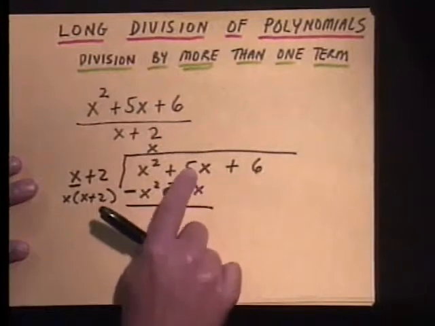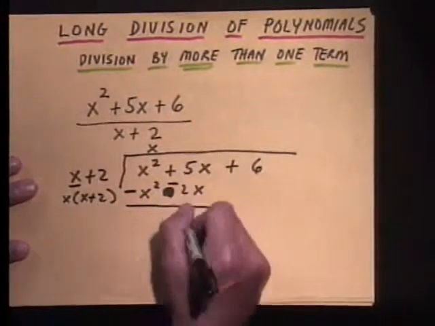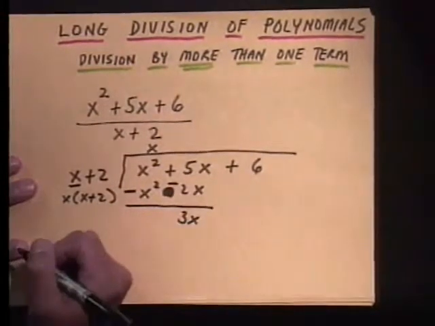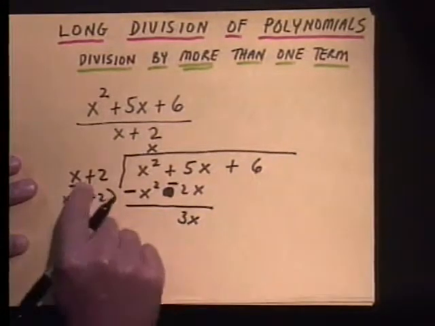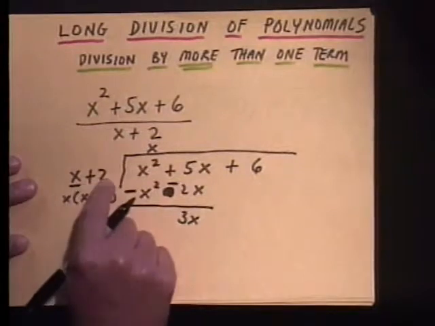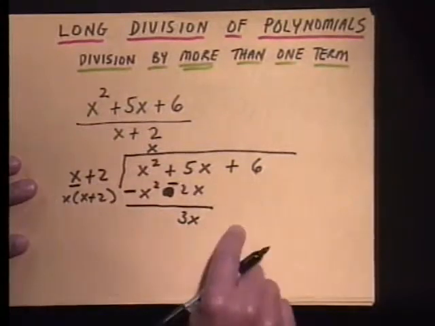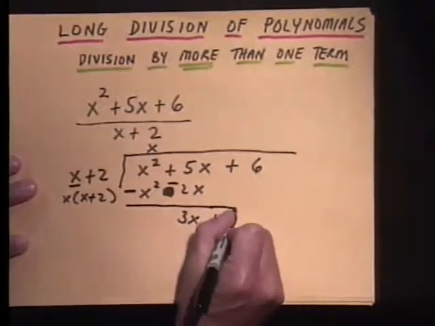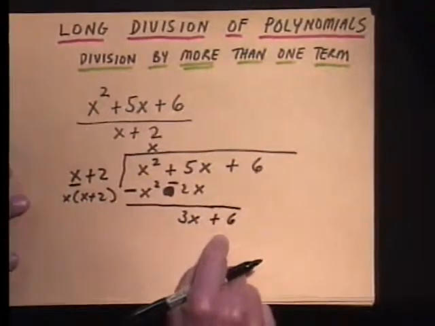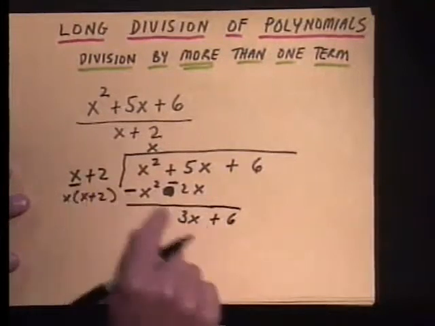Now, how many x's? That's a positive 5 subtract 2, positive 3x. Now, what you need to do next is bring down this plus 6 on the end, see, because we're dividing by two things out here, so we need to have two things down here to go into it. So I'm going to bring that plus 6 down, and some of you may recognize when you divided regular numbers back in basic math, the same concept holds.